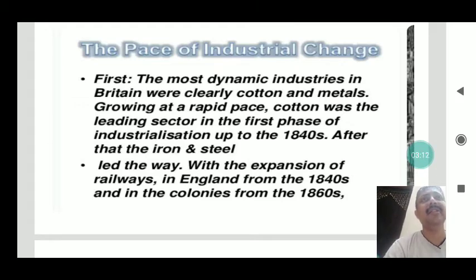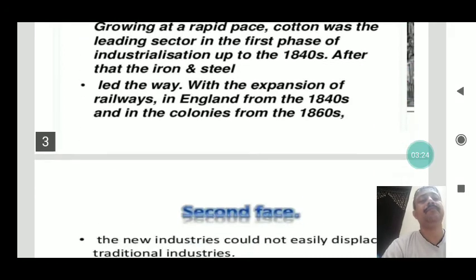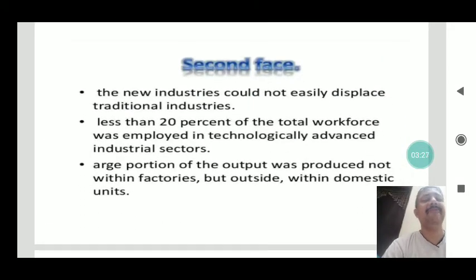First of all, attention was given to cotton, and then attention diverted from cotton towards the iron and steel industry. So this was the first reason. Because of that, maybe the industrial speed could not gain much momentum. Now we need to understand that the second phase was also there.